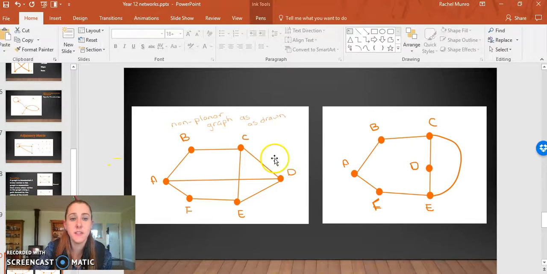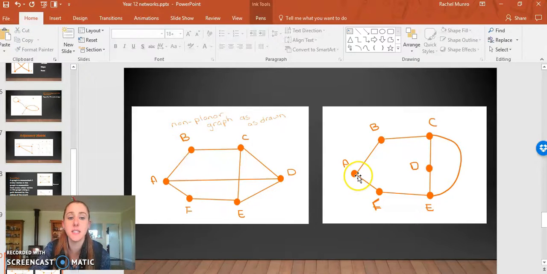On the left here, I've got a non-planar graph that has been drawn. As you can see, all the vertices are connected, using correct terminology, but the lines AD and CE actually cross over and intersect. There's no vertex in the middle there, they just simply intersect. So this is a non-planar graph, so we do have to redraw it.